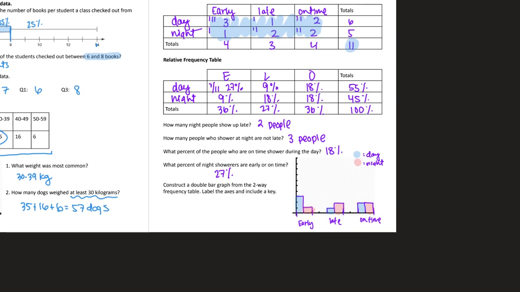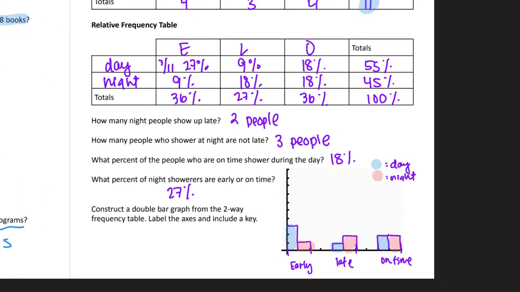Okay. Another way you technically could do this is you could group it by day and night and have 3 bars representing early, late, and on time. Either way, it's going to be representing the same data.